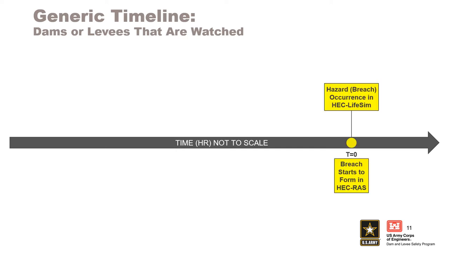Breach formation in HEC-RAS begins at time zero. Beyond this time, the breach is virtually certain to form because intervention is unsuccessful and the failure mode has progressed enough that flows begin to increase rapidly due to gross enlargement of a pipe or loss of crest followed by collapse, downcutting, and widening.